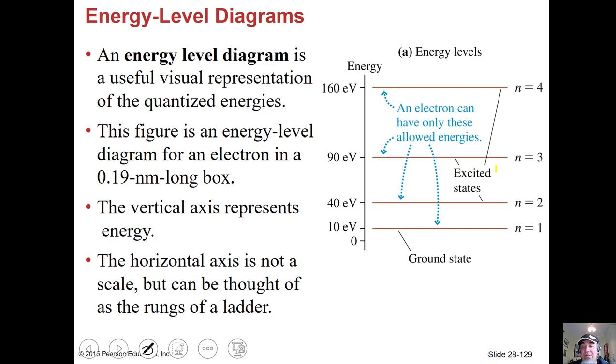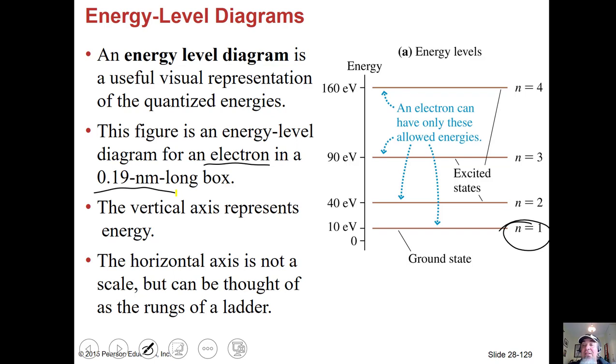So ground state, that's when n is equal to 1. This is from our previous example. These are the excited states. Electrons can only have multiples of energy. We calculated n is equal to 1, 2, and 3, but when n is equal to 4, you get 4 squared, or 16 times the ground state energy. Okay, so this is a particle, an electron, in a 0.19 nanometer long box.